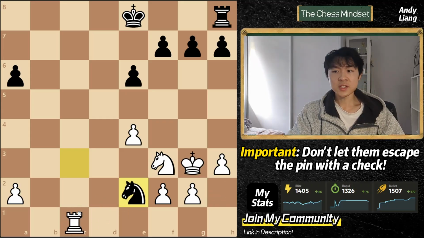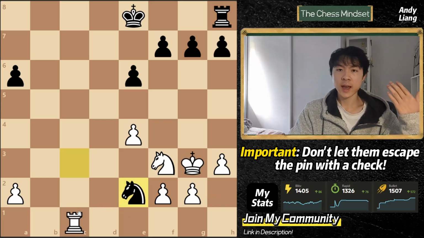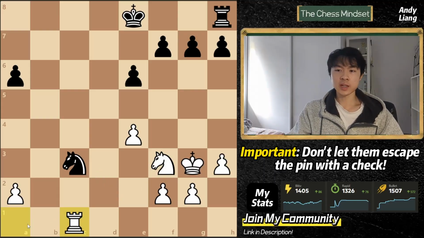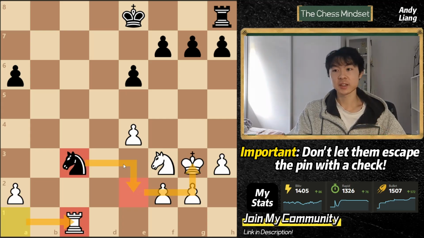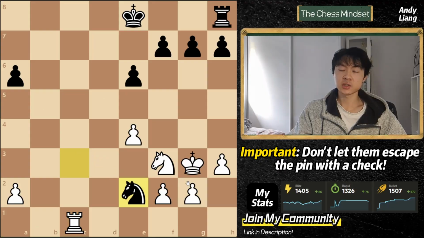So you always have to think about what your opponent can actually move their pinned piece to. Because if you just blindly play rook c1, sometimes your opponent can move the pinned piece into a position where it gives you a check, and after that it's just game over for you.